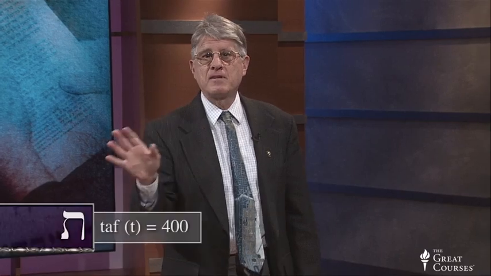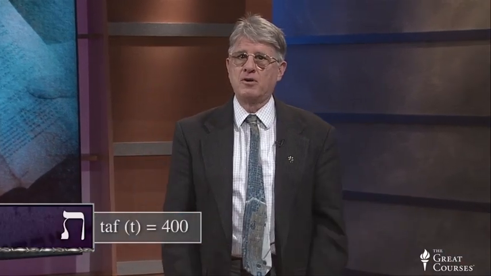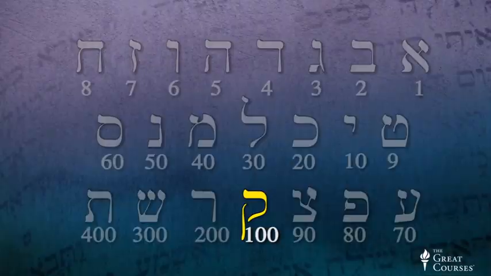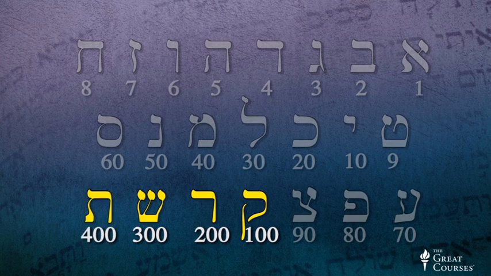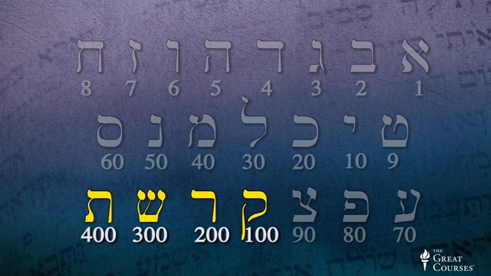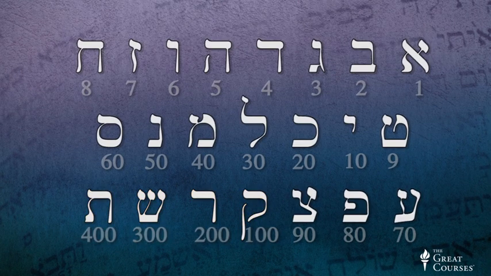Finally, taf is T, 400. Q-R-S-T, kuf, resh, shin, taf. Like tau in Greek, T. And that's the Hebrew alphabet.